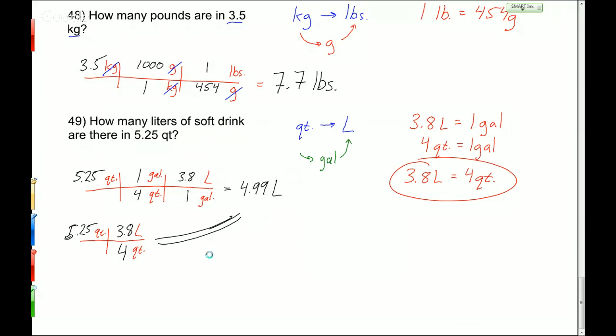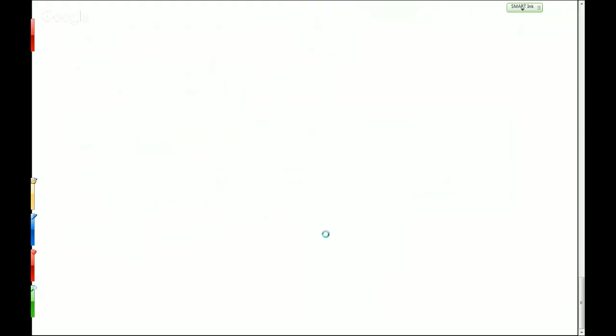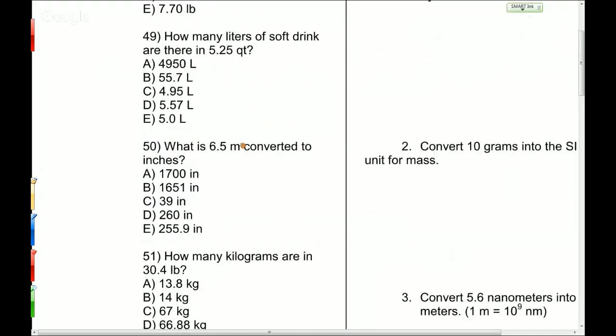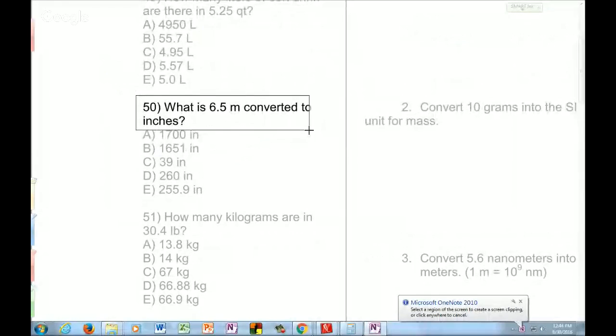Try another one. Convert 6.5 meters to inches. Now, I'm not going to tell you how many inches are in a meter, but I am going to tell you that there are 2.54 centimeters in 1 inch. So see if you can set up a plan and solve that using just that conversion and ones that you know in your head.